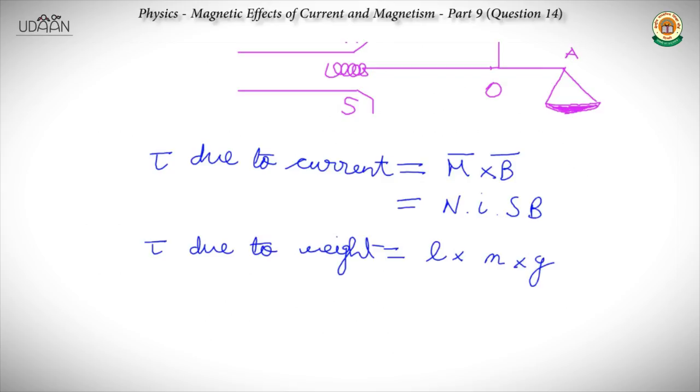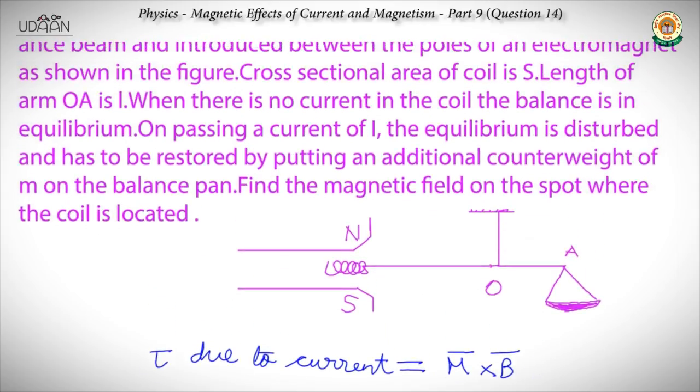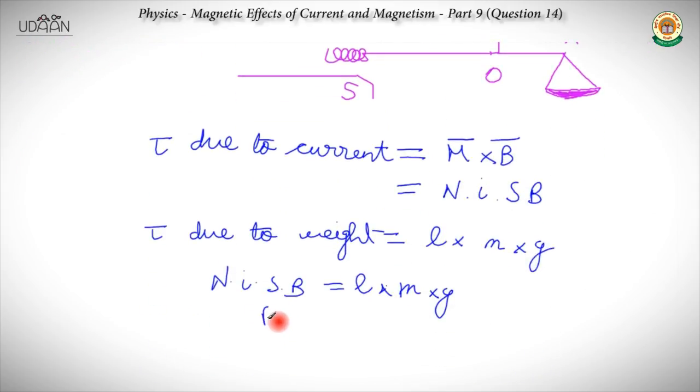We just have to equate these two. So N I S B, we equate them because this is the extra torque and this is how it is balanced, equals L into M into g. So basically we have to find the magnetic field. B will be equal to L into M into g divided by N into I into S. We can replace N by 200 as it is given in the question.